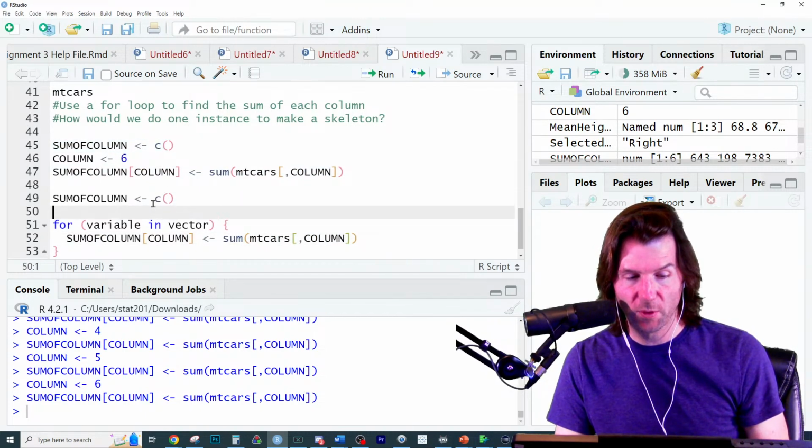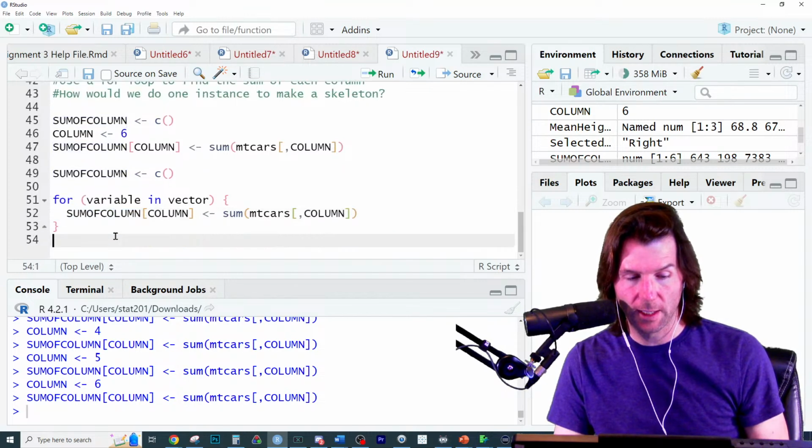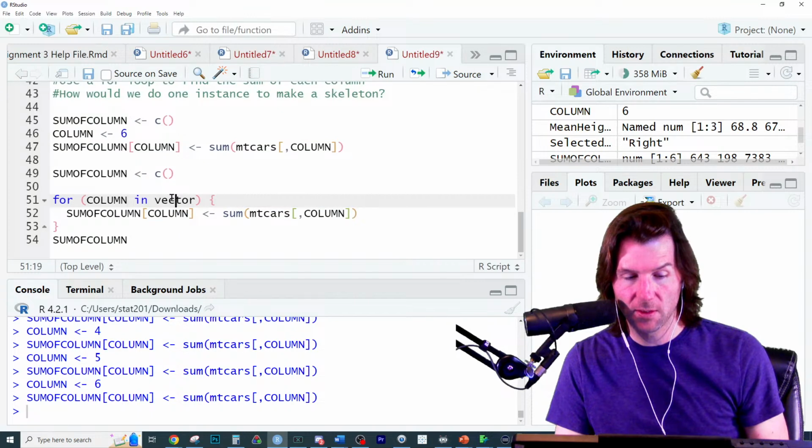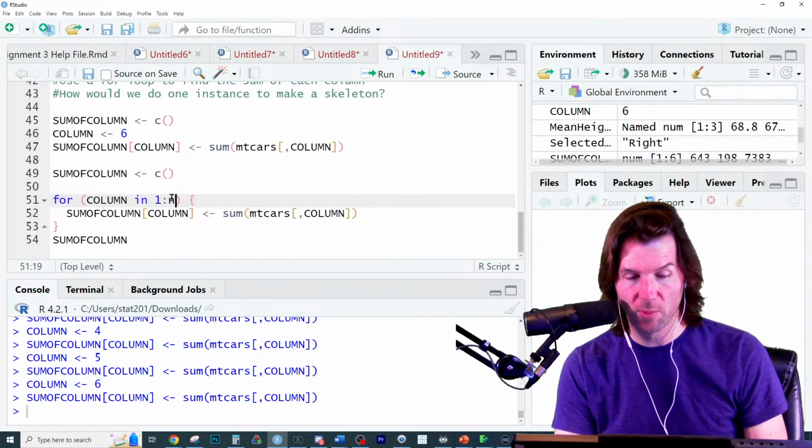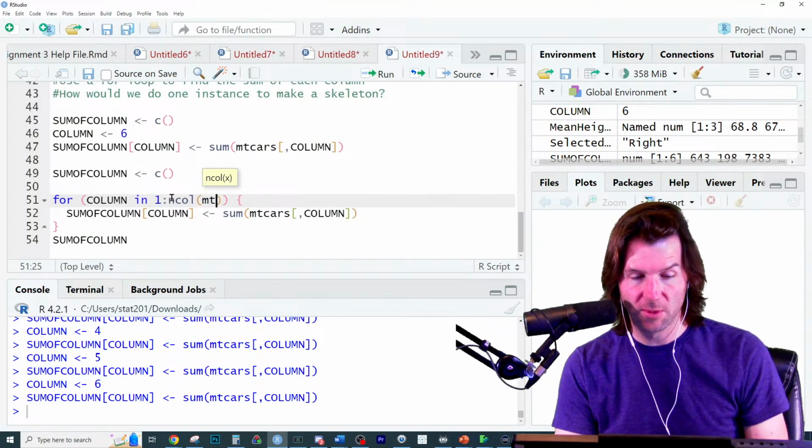We need to create a place to store into. We'll check it at the end right here. And then the variable is this. And then it needs to go from 1 through the number of columns in empty cars.